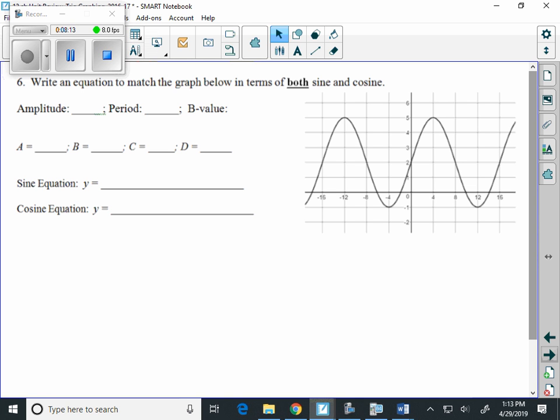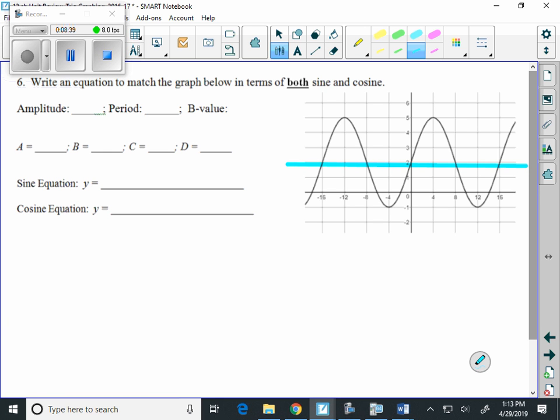So it's the same thing here on problem number 6. We're going to write an equation to match the graph in terms of both sine and cosine. And once again, we need to find the midline. So we take a glance at this, and what we're trying to figure out is where's the line where it's going to be the same value above and below. And if we draw it wrong, we can always erase. We can move that. But as I look above, I'm counting 1, 2, 3 to the highest point. And as I look below, 1, 2, 3 to the lowest point. So we do have our midline correct here.